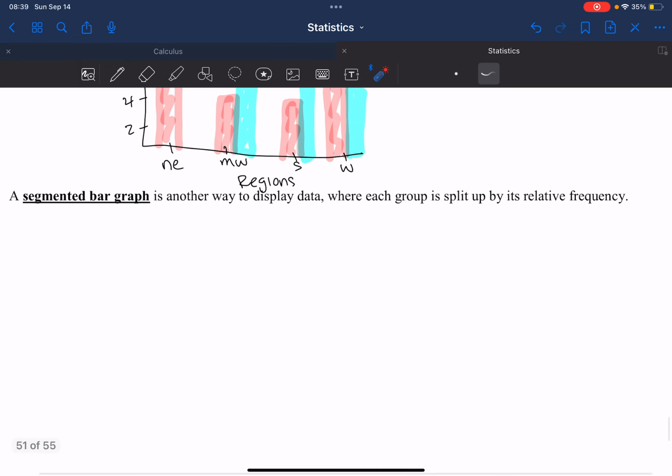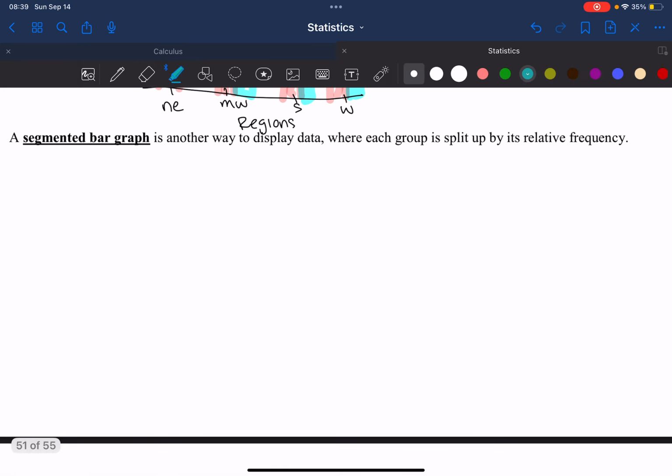So now let's look at a segmented bar graph. A segmented bar graph is actually going to talk about relative frequency. Remember, when we're talking about relative frequency, if we were looking at each of the variables, the relative frequency for each should add up to 100%.